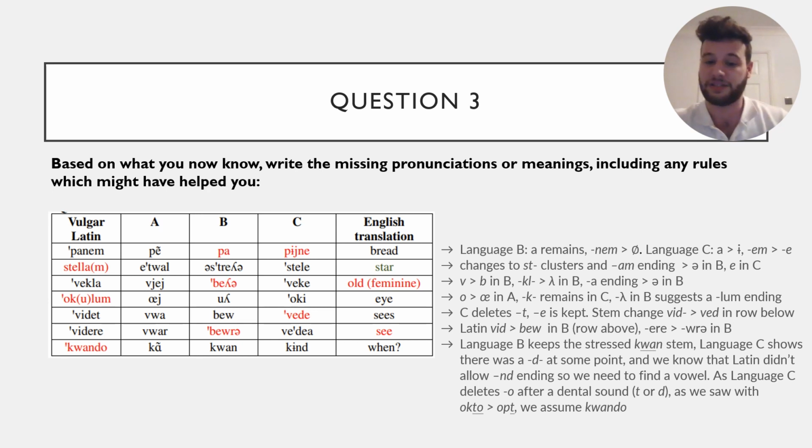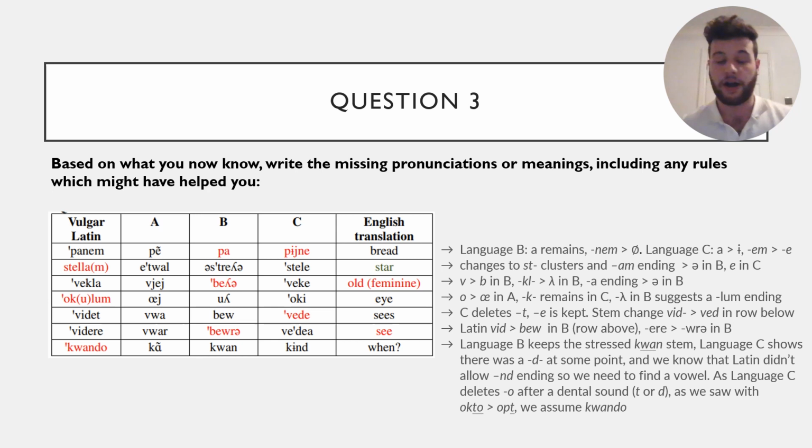Or if you found something that's slightly different, just go through the facts that you've got so far, see if you've missed a rule. Alternatively, you could have found a completely different route. So let me run through what I've gone for, basically. For this panem to start with, I knew that language B loses these nem endings, so it was perfectly reasonable to go for a pa. And I knew that a does not become e in language B.